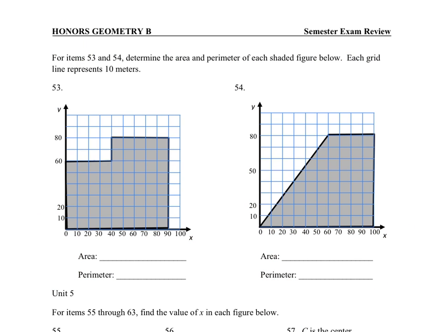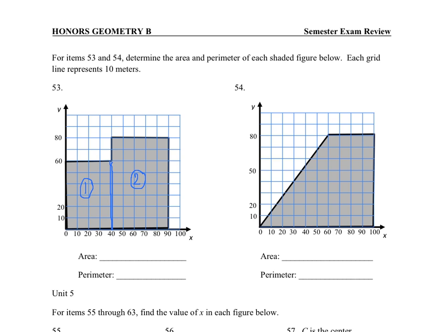For items 53 and 54, determine the area and perimeter of each shaded figure below. Each grid line represents 10 meters. Let's start with the area. Since this is a compound figure, I'm going to split my area into 2 parts. I've got part 1 here and part 2 here. So the area of both of these is going to be base times height, since they're both rectangles.